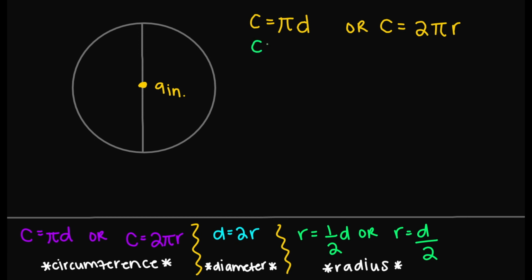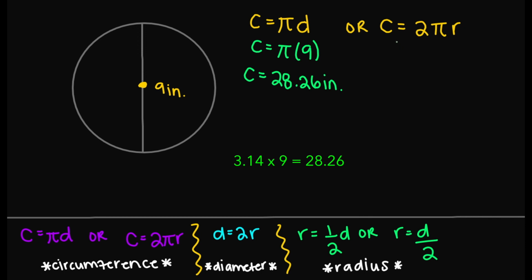So let's look at this formula here. So I'm going to do C equals pi times my diameter. Your answer here, when you multiply 3.14 times 9, you're going to get an estimation of about 28.26 inches.